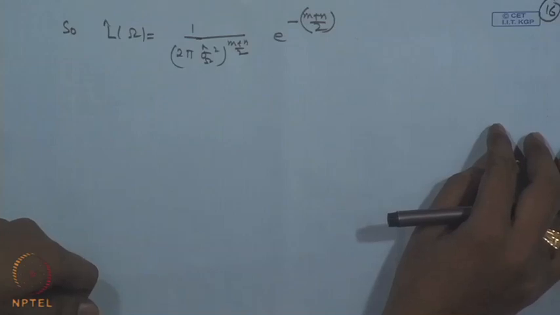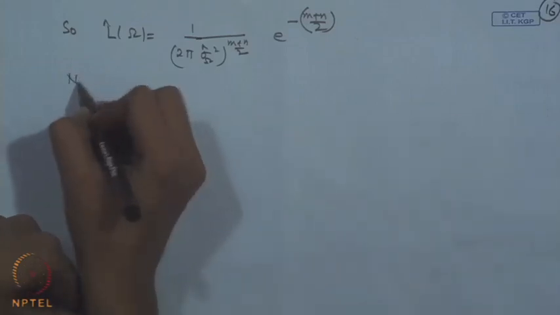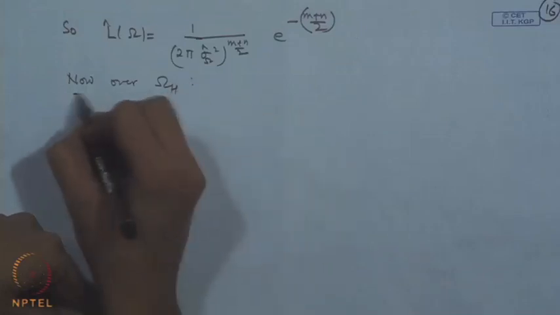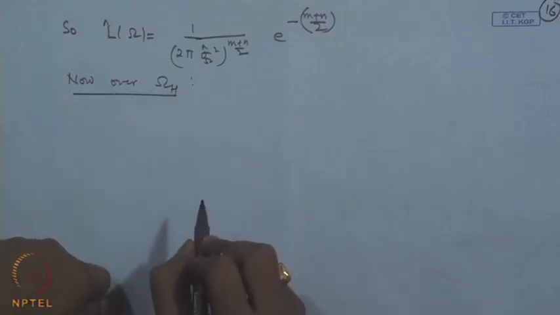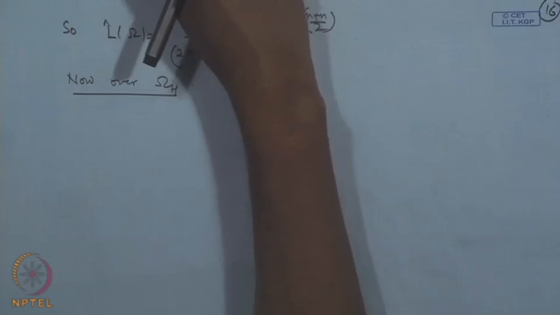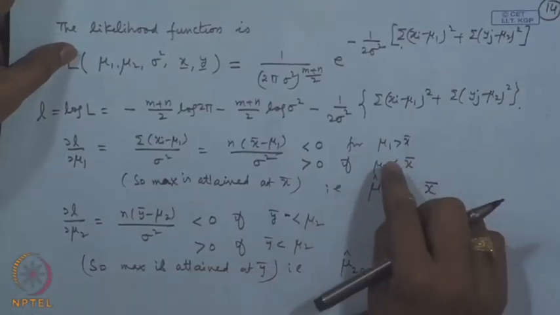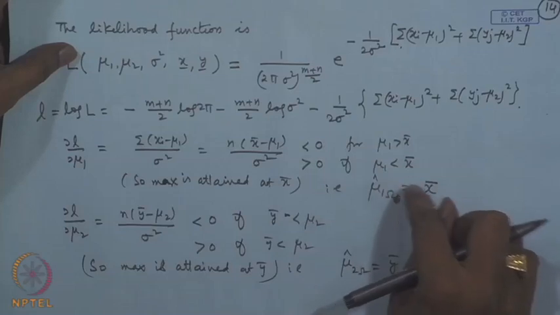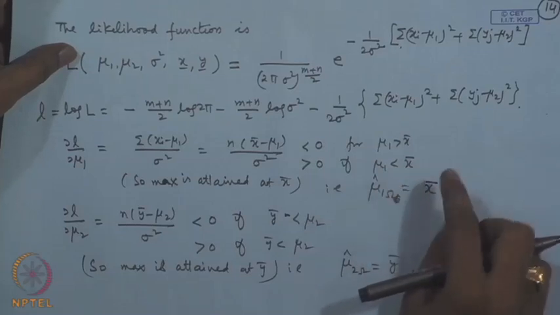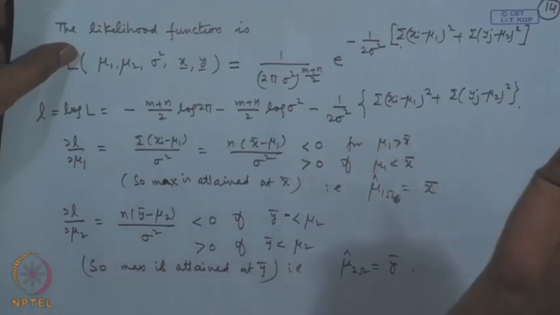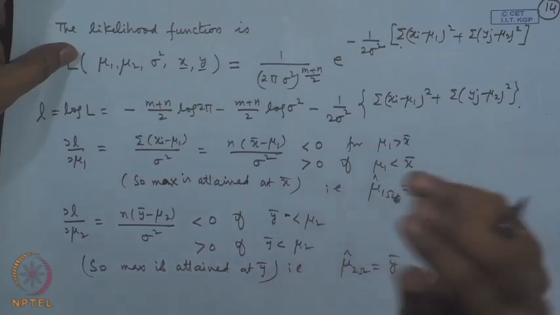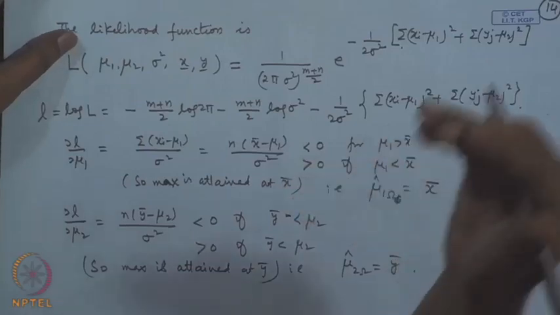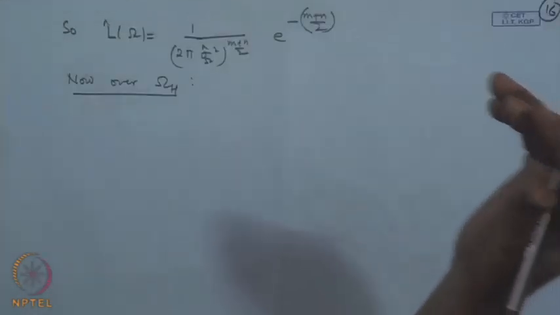Now, let us consider over omega h. Over omega h, let us look at the derivatives here. The maximization was occurring at x bar and y bar for mu 1 and mu 2. Now, we are saying mu 1 is less than or equal to mu 2 over omega h. So, when x bar is less than or equal to y bar, we can treat them as such.